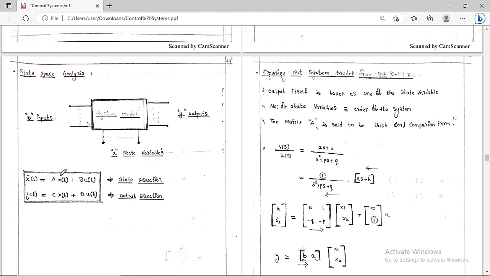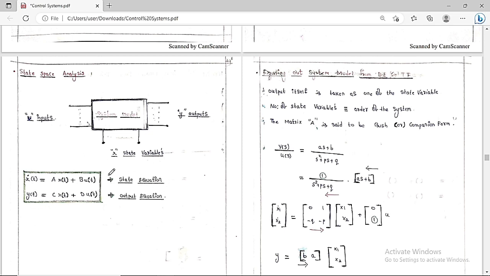Then what is the state model equation? It is x dot of t equal to A into x of t plus B into u of t, whereas y of t is equal to C into x of t plus D into u of t. This point you always have to keep in your mind. This is called the state equation, and this is called the output equation.